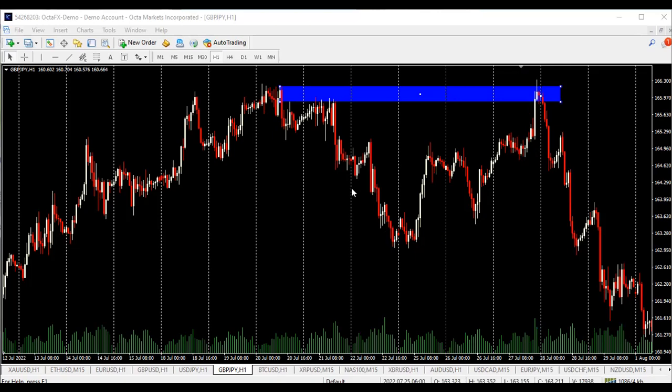Okay, so let us look at an example of a market that is in its demand zone. This was an example of a market in a supply zone. Let's look first at the demand zone.